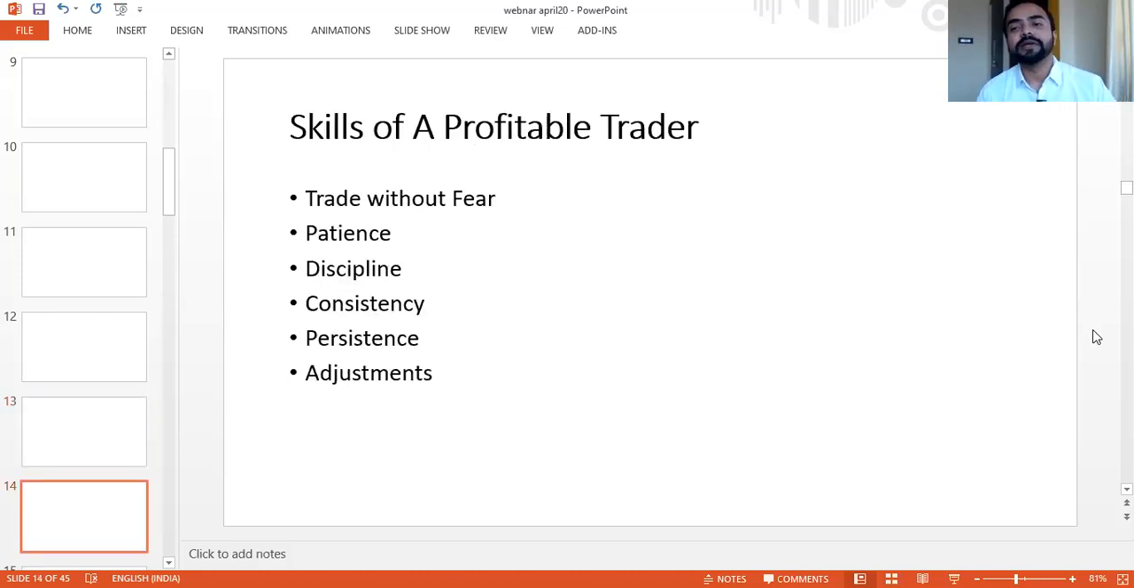Skills of a profitable trader. You should trade without fear. This is the number one skill. And when can you trade without fear? When you know that if you lose all your trades, then also you are comfortable with the loss. I will take an example. Suppose my capital is 1 lakh rupees, and the risk which I take in one trade is 1000 rupees.